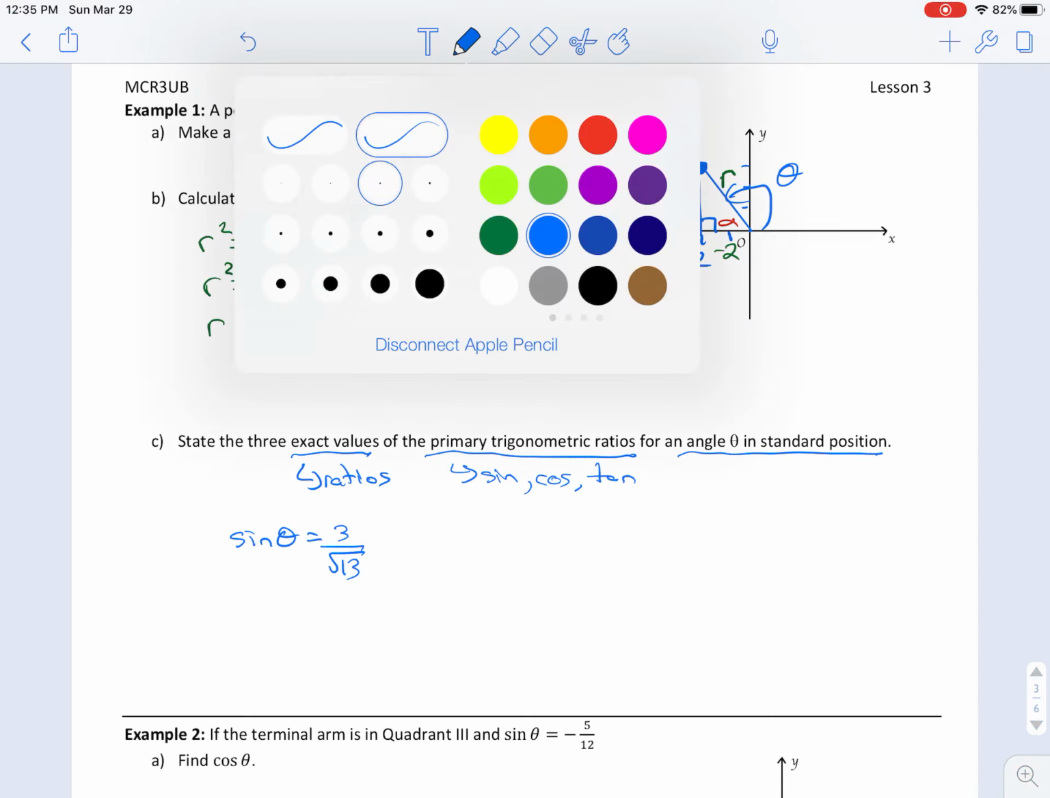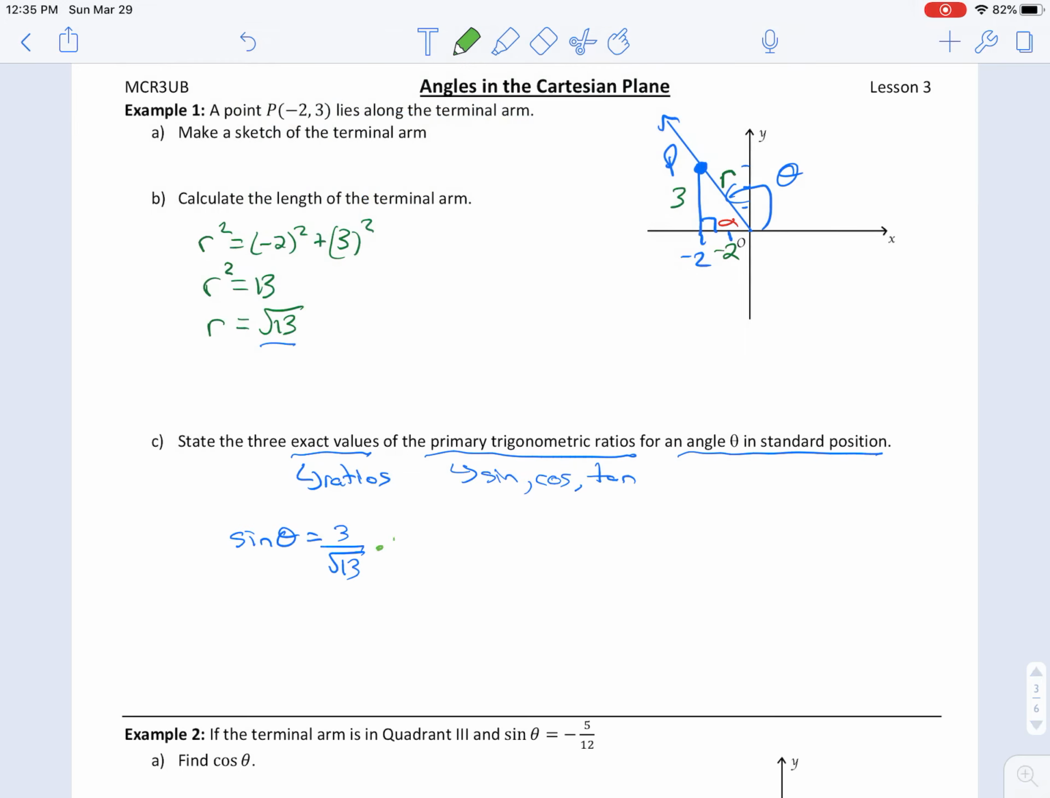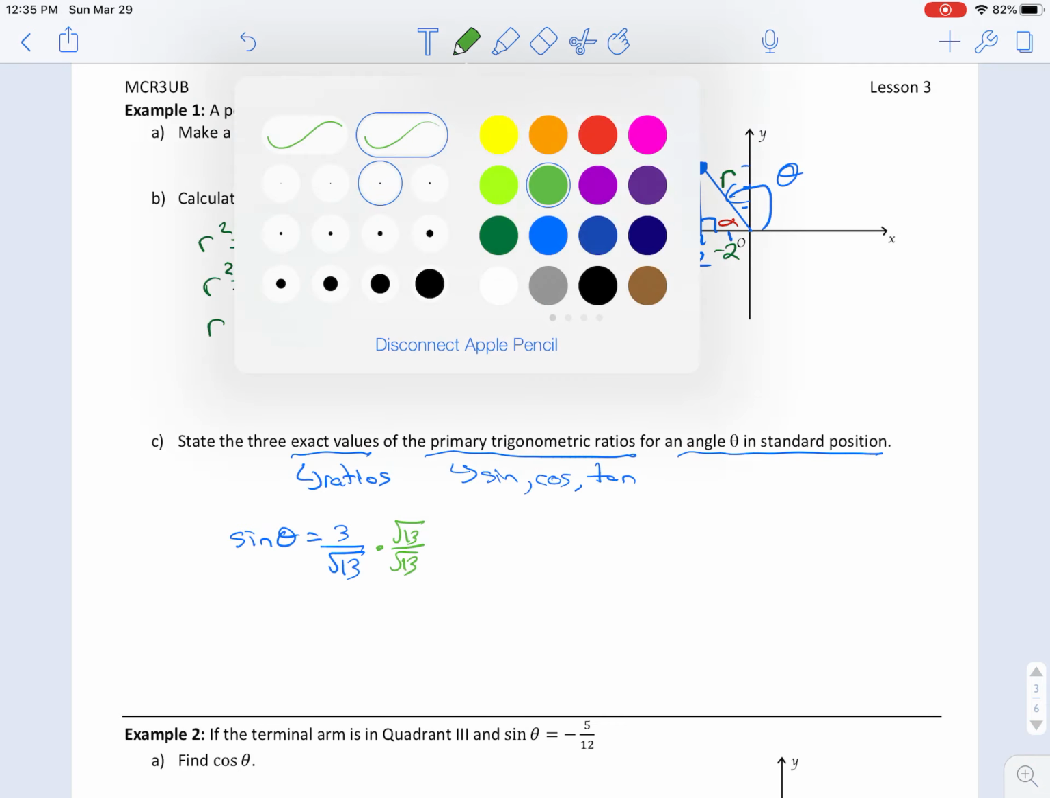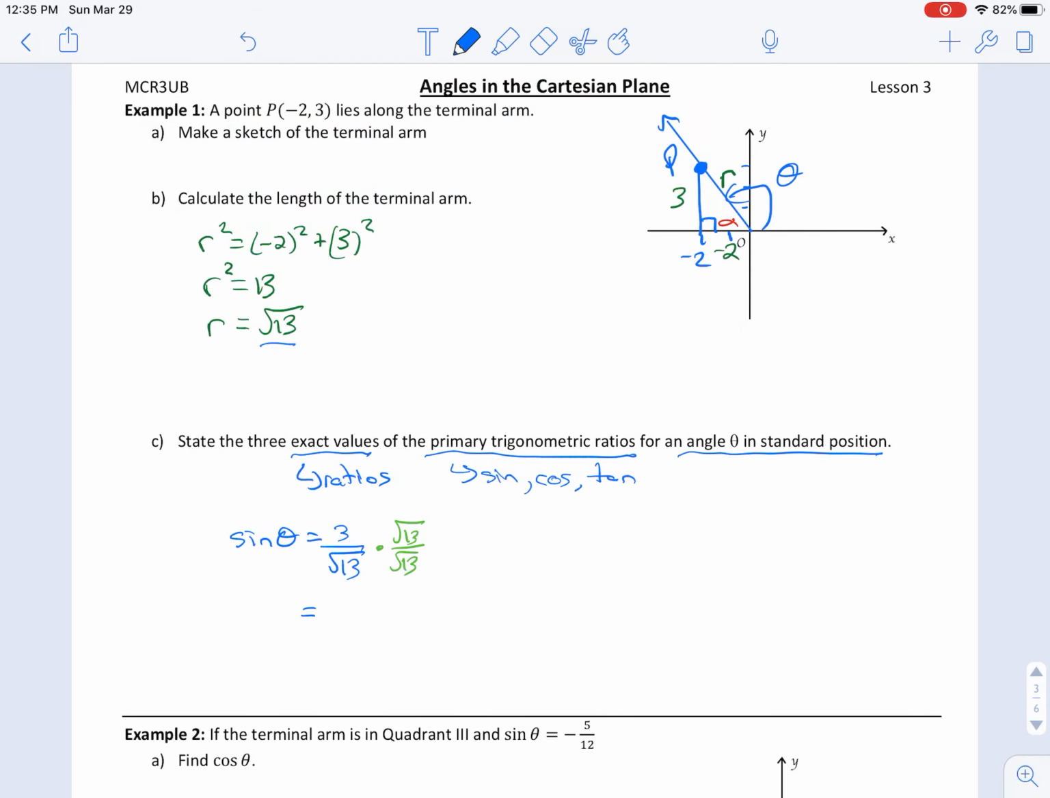What we should do, though, is just rationalize the denominator. So if I do that, I'm going to multiply the top and bottom by that root 13. And so I end up with 3 root 13 over 13, and I can't simplify it any further. So I've got sine of theta is just 3 root 13 over 13, and I leave it. That's what they're asking for.